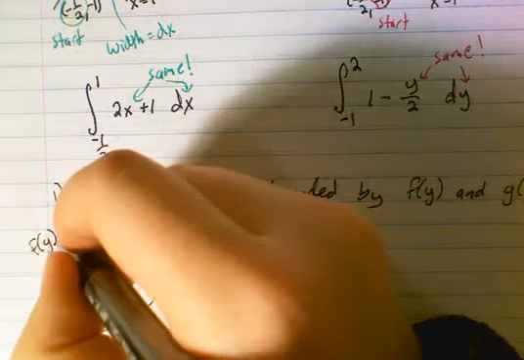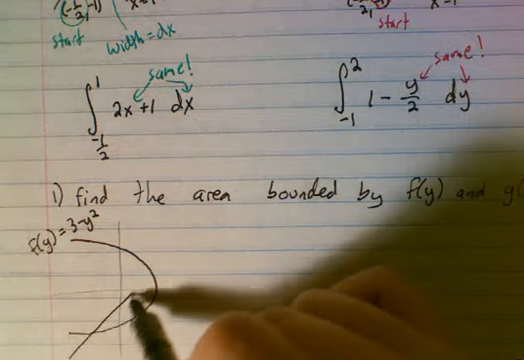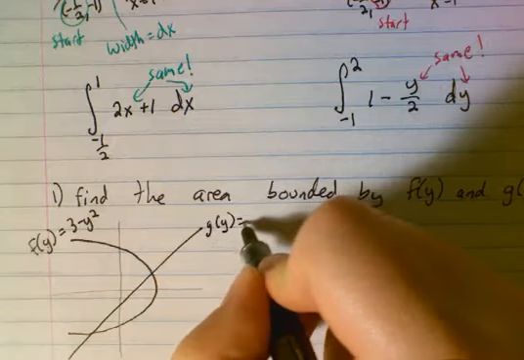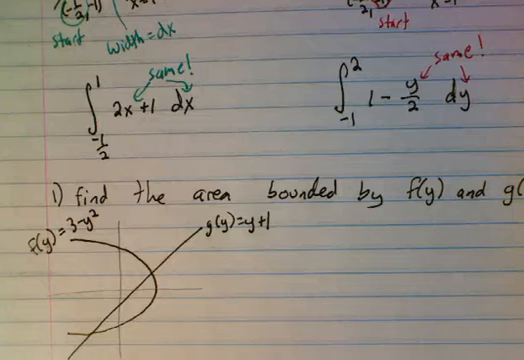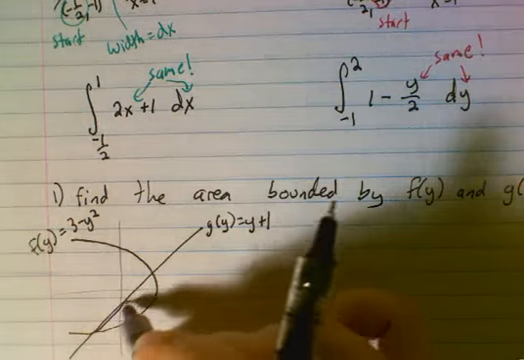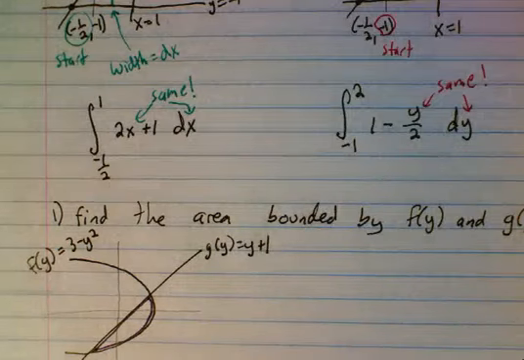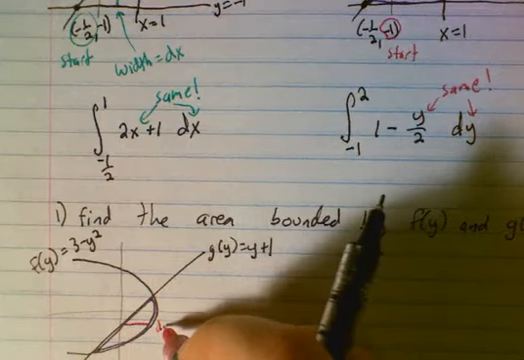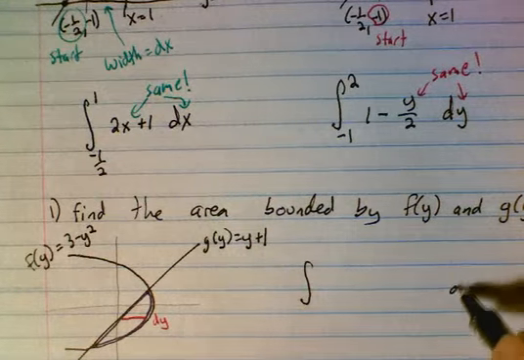So f of y is 3 minus y squared. G of y is y plus 1. And so what we're going to do is say that our area is right here. And if we're using horizontal rectangles, then our sample rectangle is right here. It's got a width of dy, so I'm going to have the integral, something with respect to dy.